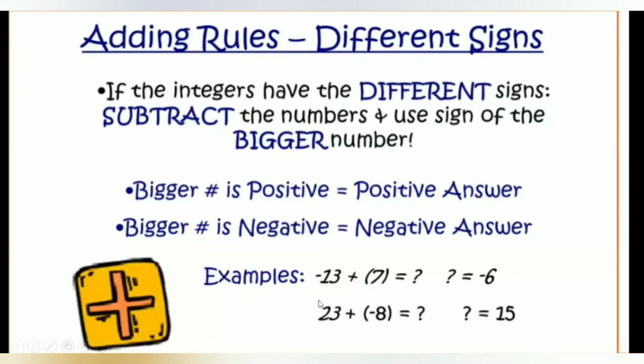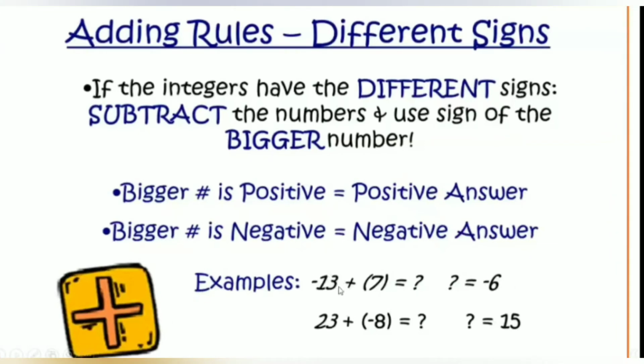Okay, so let us use that concept again about money. Negative 13 plus 7, so subtract the two. The absolute value of negative 13 is 13, and then 7, subtract it, the answer is 6. Now, the bigger number, which is 13, has a negative sign, so the answer is negative 6.